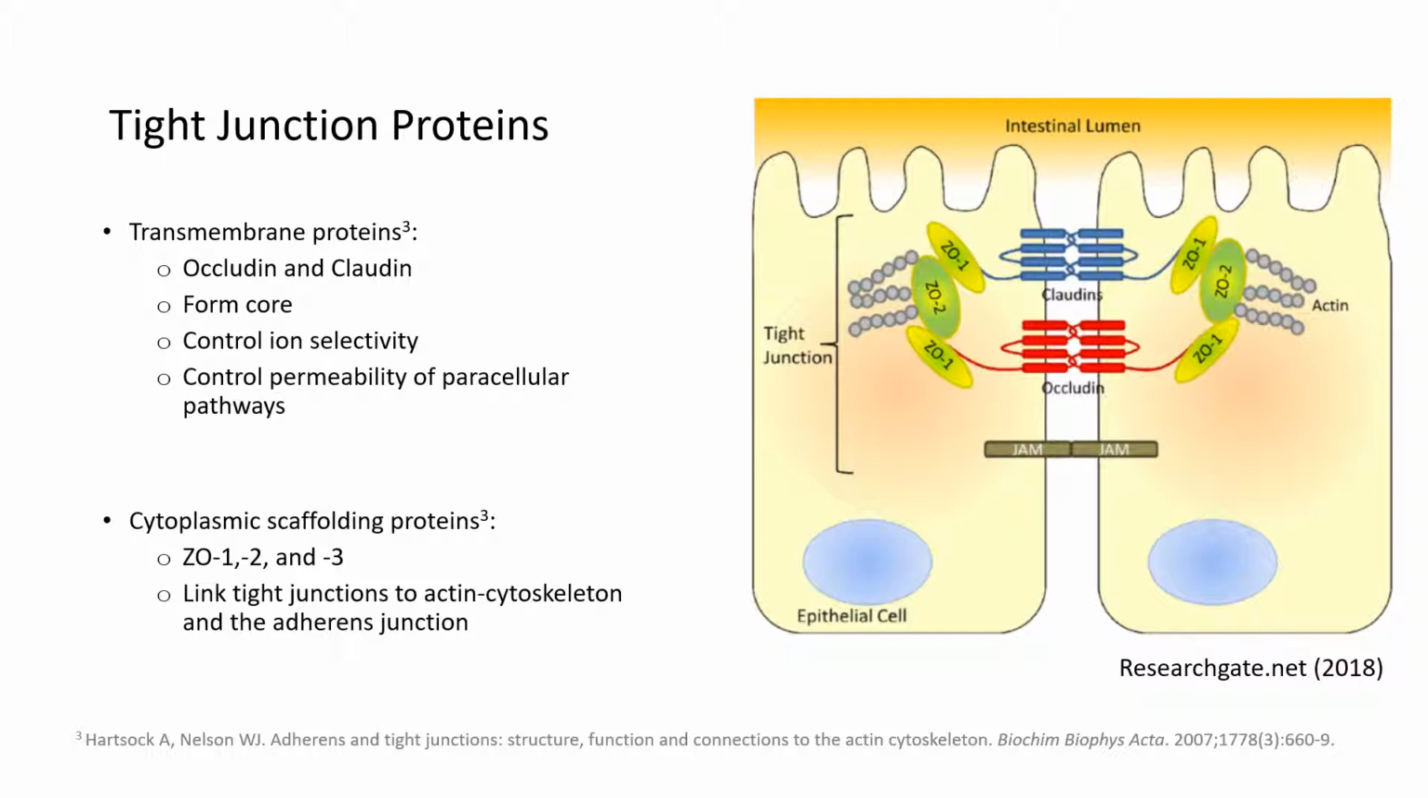The second proteins were cytoplasmic scaffolding proteins, your ZO-1, 2, and 3. The 3s weren't depicted in this image, but they're usually closer to your actin. And so these proteins link tight junctions to the actin cytoskeleton and the adherens junction.